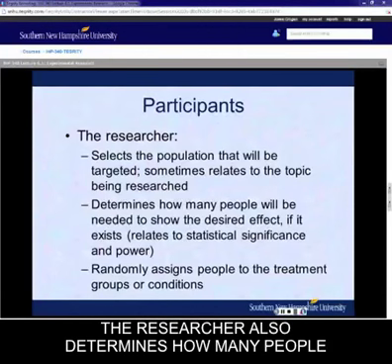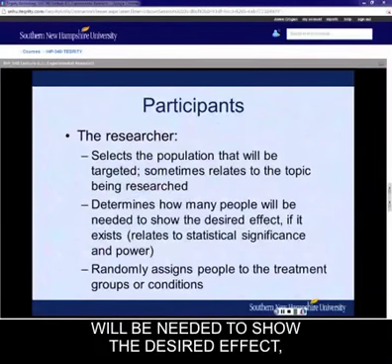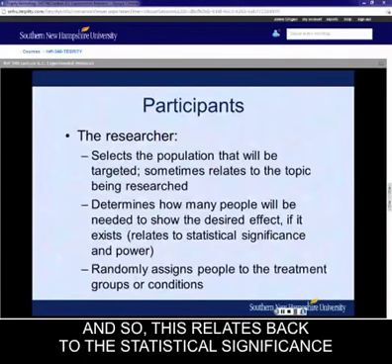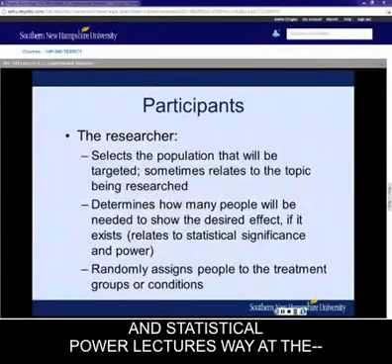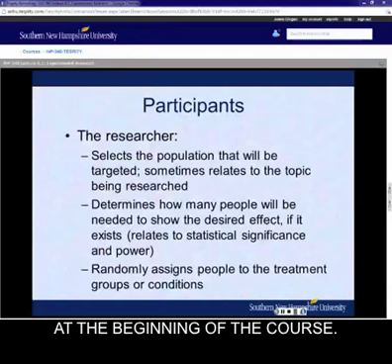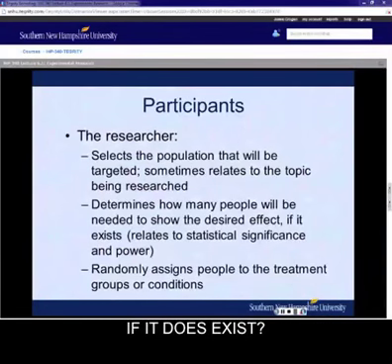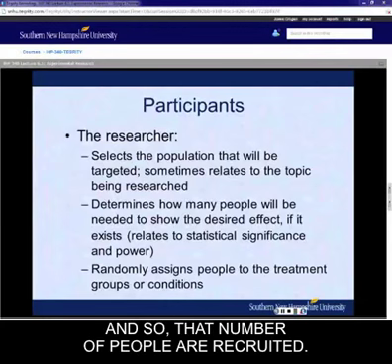The researcher also determines how many people will be needed to show the desired effect, if it actually does exist. And so this relates back to the statistical significance and statistical power lectures way at the beginning of the course. So how many people will it take to see the effect if it does exist? And so that number of people are recruited.